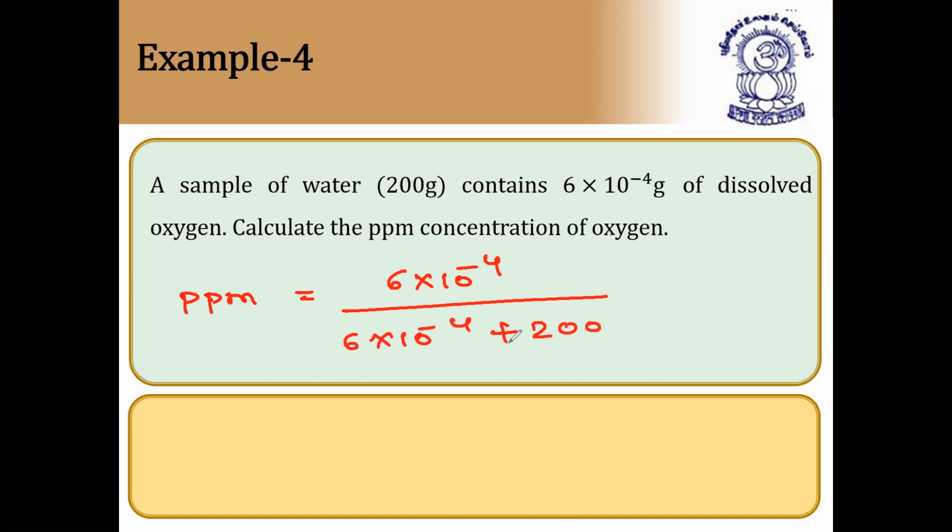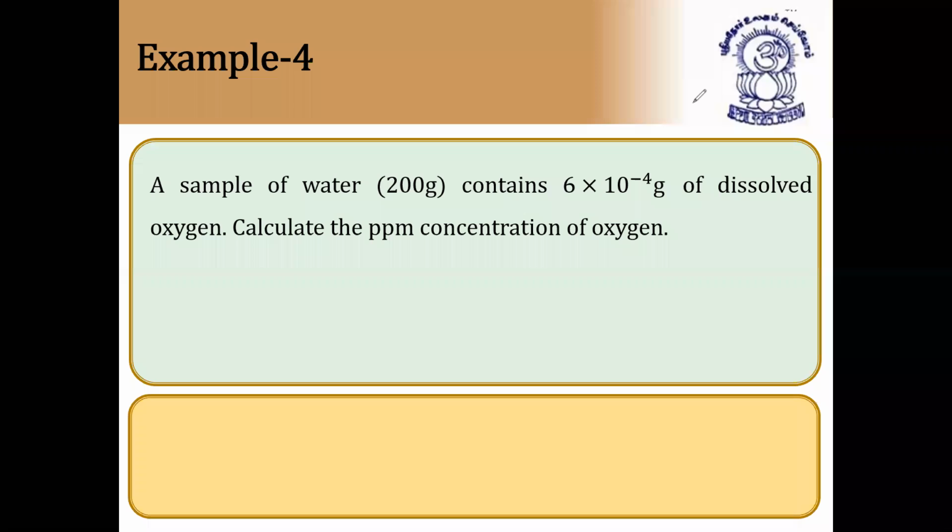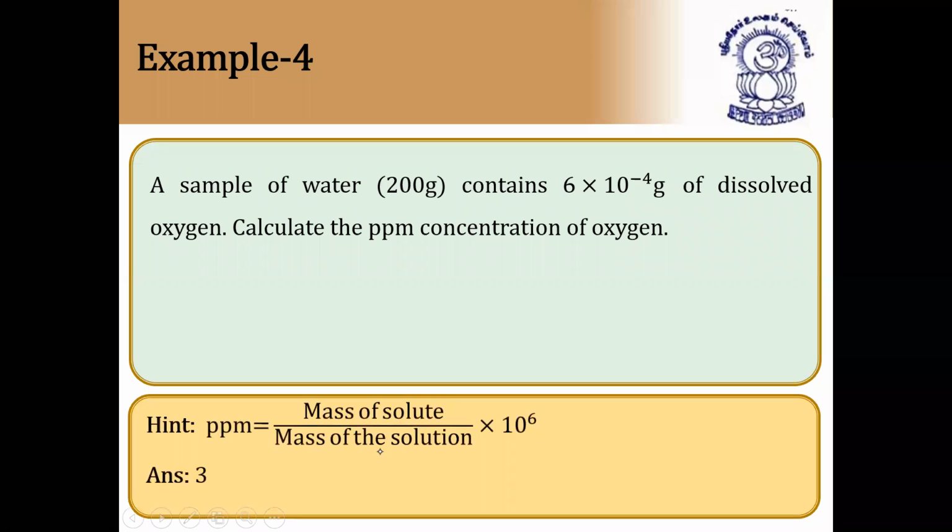Total mass is directly the mass of solution, that is 200 grams, into 10 to the power 6. So by solving this, you'll get the answer. I hope it is clear now. So a sample of water of 200 grams already contains 16 × 10 to the power minus 4 grams. So the total mass of the solution you have to take, into 10 to the power 6. After substituting this, you'll get the ppm.